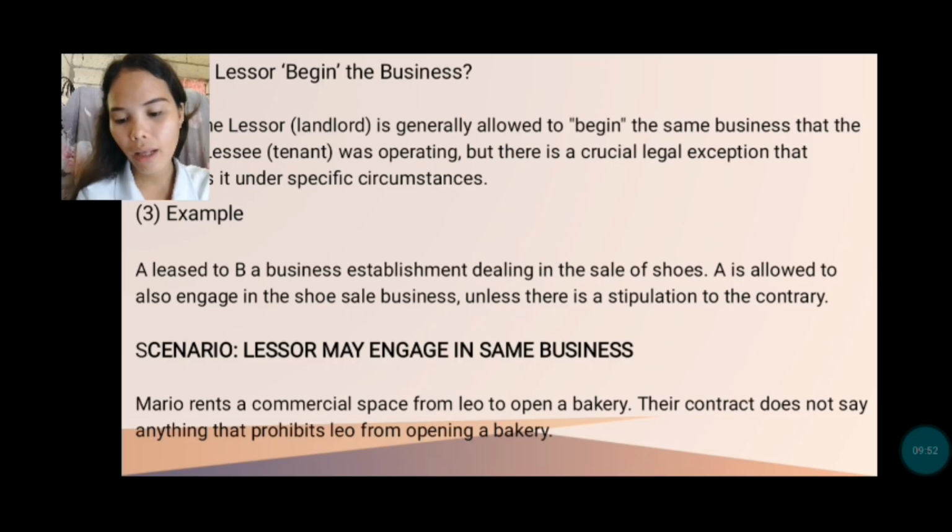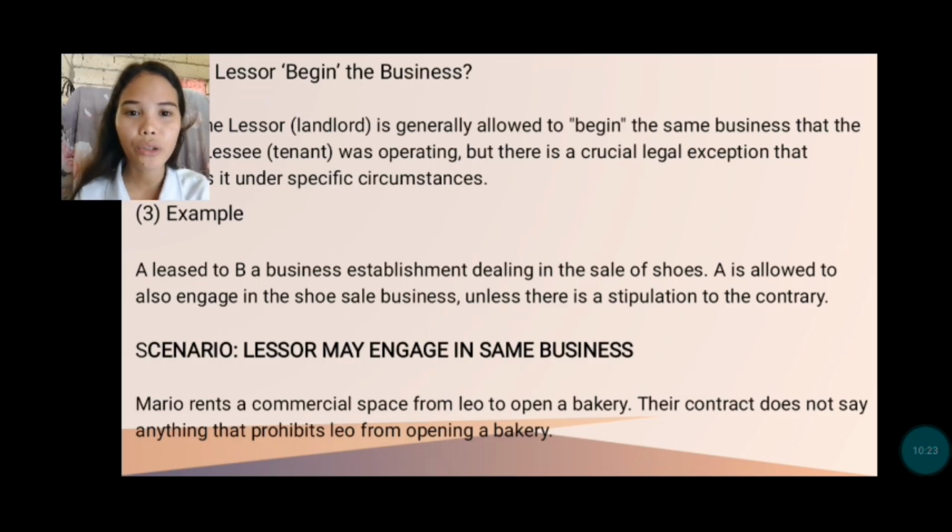So, example number 3. A leases to B a business establishment dealing in the sale of shoes. A is allowed to also engage in the shoe sale business unless there is a stipulation to the contrary. Here is the scenario. Lessor may engage in the same business.